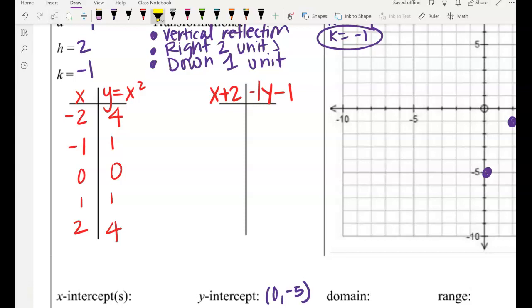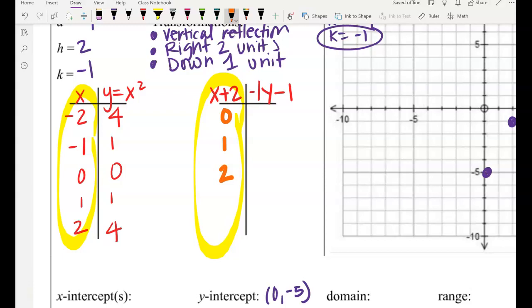Let's transform all of the x values first. First x is negative 2 plus 2, which is 0. Negative 1 plus 2 is 1. 0 plus 2 is 2. 1 plus 2 is 3. And 2 plus 2 is 4.